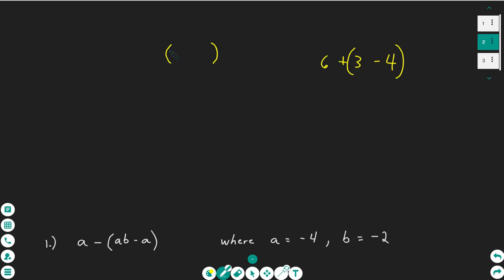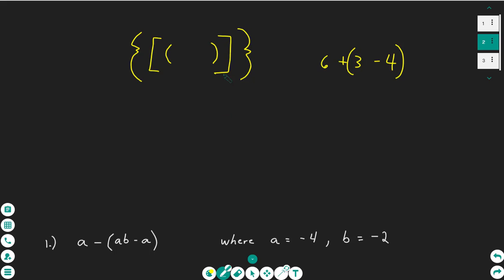So if we want to include parentheses, we need to use another set of symbols. And the set of symbols are brackets. So brackets will enclose parentheses. If we want to enclose brackets, we would use what's called braces. So braces enclose brackets. Those are the different levels for symbols of inclusion. And we'll be using all three of them in the upcoming problems here.